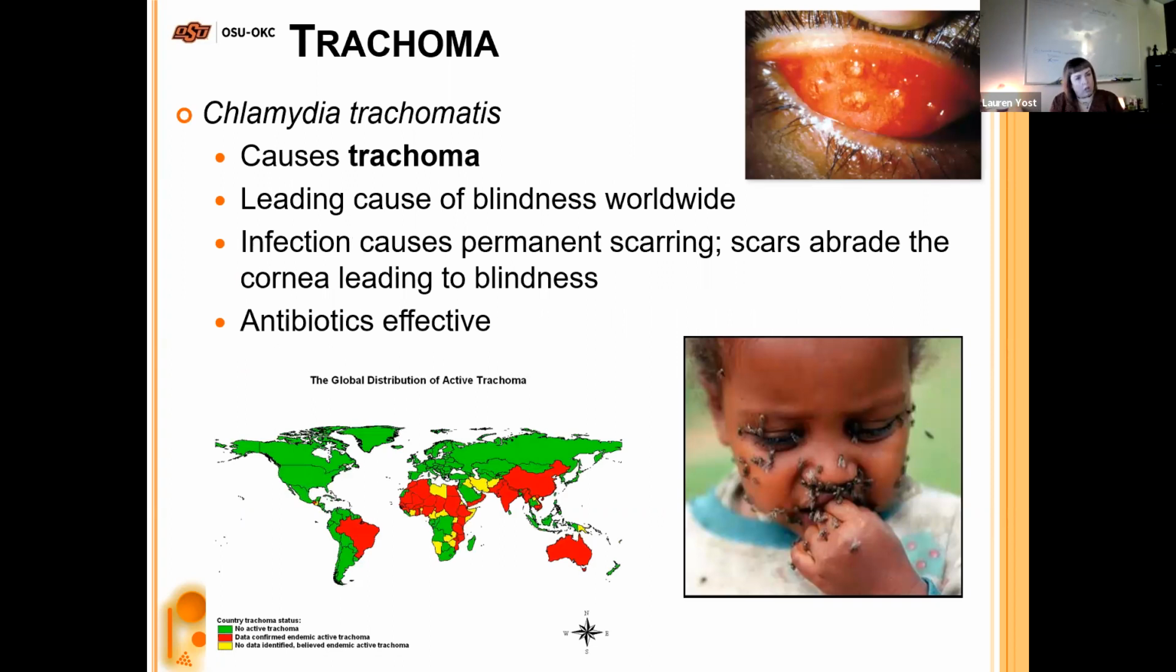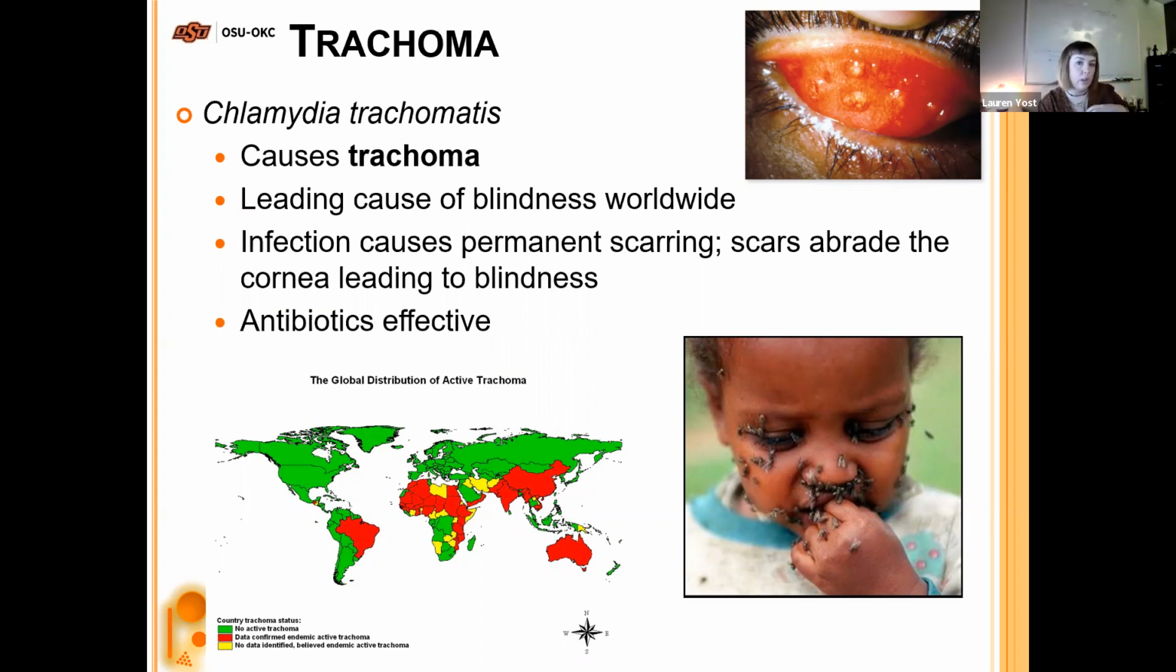Trachoma. This is caused by Chlamydia trachomatis. Chlamydia trachomatis is the bacterium that will cause infection to the eye and lead to blindness. It is the leading cause of blindness worldwide. The infection will have inflammation associated with it, and permanent scarring. The scarring on the inside of your eyelids abrades your cornea.